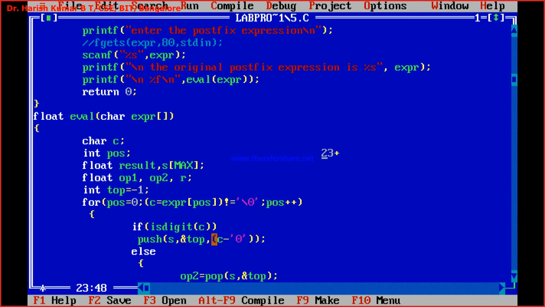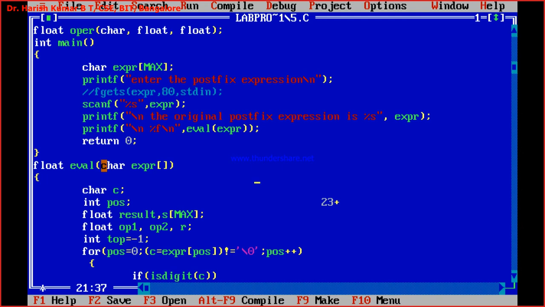The third argument to push, what should it be? This is stack, this is top, and what else is required? Element to be pushed. But what we have written here is C minus 0. Observe here. Now this 2, 3, plus, where is it stored? It is stored in EXPR. What is the type of EXPR? EXPR is a character array.